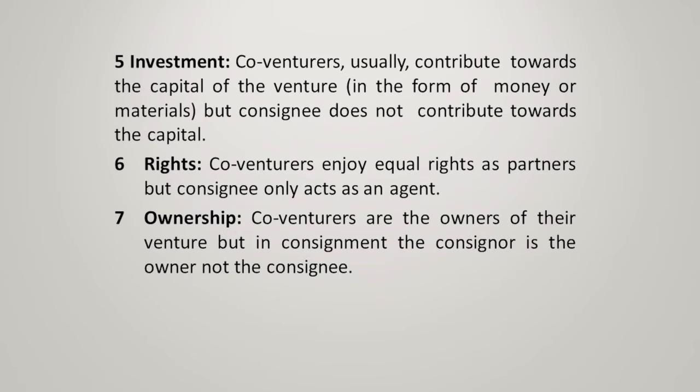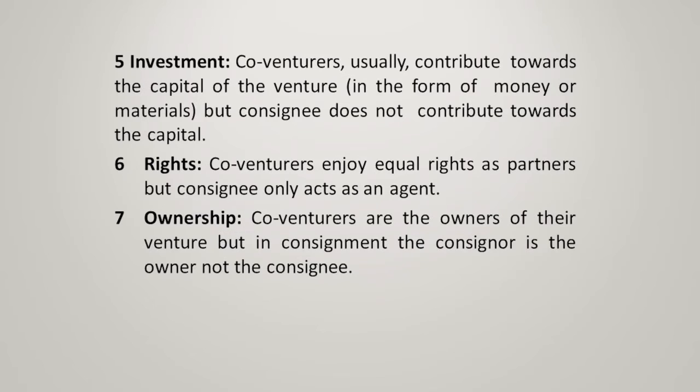Co-venturers enjoy equal rights as partners, but a consignee is an agent to the consignor. Co-venturers have equal rights in the business, but the consignee does not have any right in the business. He is strictly an agent who will work for commission.